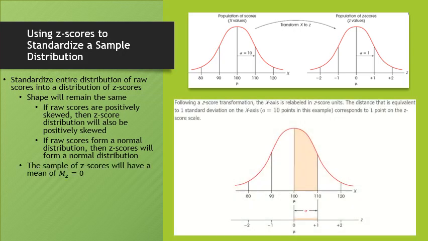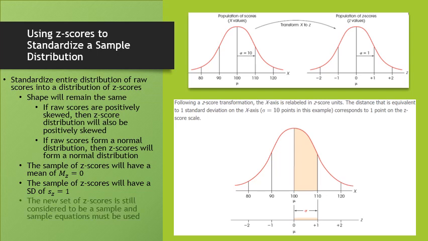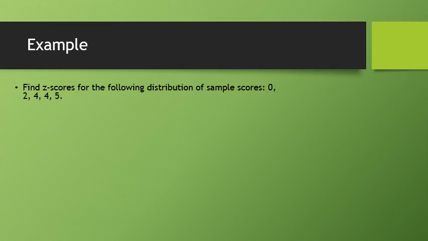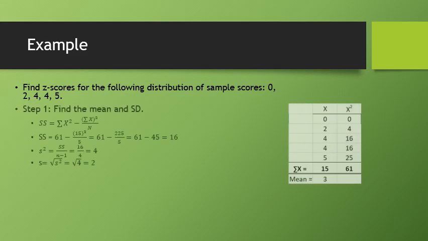The sample of z-scores will have a mean of M sub z equal to 0. The sample of z-scores will have a standard deviation of s sub z equal to 1. And the new set of z-scores is still considered to be a sample, and sample equations must still be used. So here's an example. Find z-scores for the following distribution of sample scores: 0, 2, 4, 4, and 5.